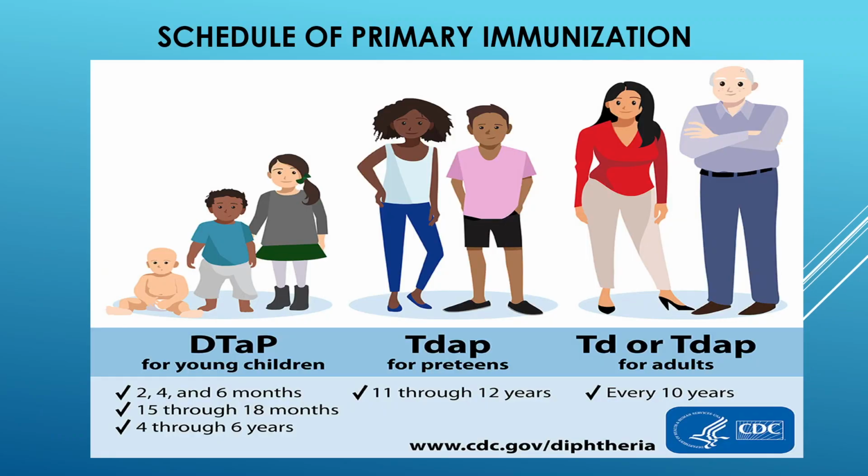Schedule of primary immunization. DTaP for young children at 2, 4, and 6 months, 15 through 18 months, and 4 through 6 years. For preteens, 11 through 12 years. For adults, we use the Td or Tdap vaccine every 10 years.